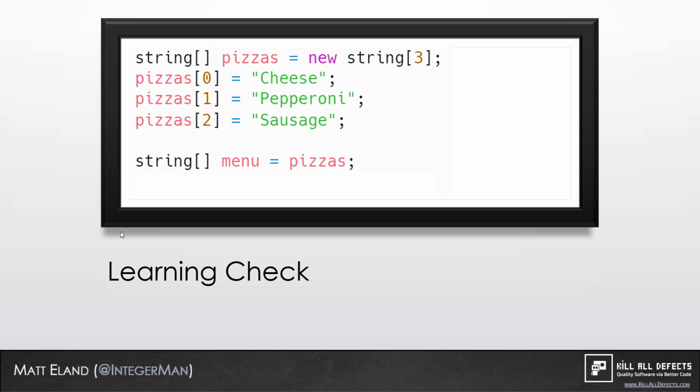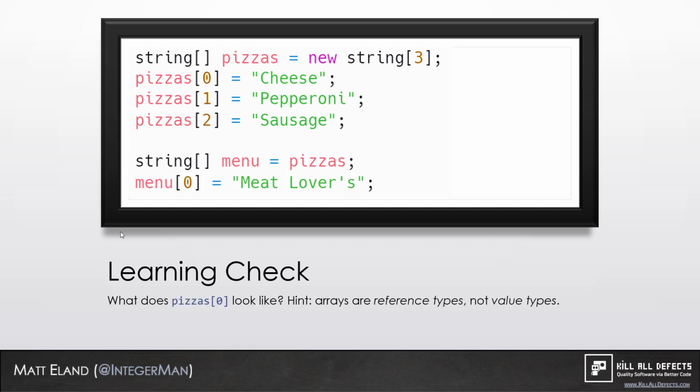This is a string array variable named menu, and we're setting it to the pizzas array. This is interesting. We haven't talked about this before. Next, we're setting index 0 on the menu array to be equal to meat lovers. My question to you here is, what do you suppose the value of index 0 on pizzas is? Is that going to be cheese, or is that going to be meat lovers?